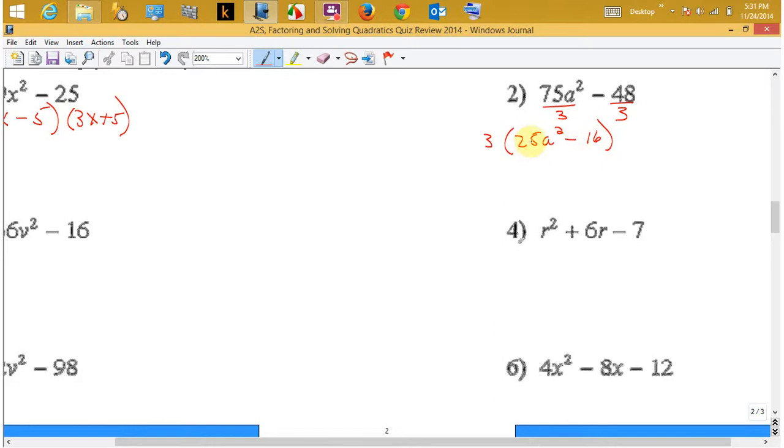Notice that I have a perfect square here. The a squared is a perfect square, and the 16 is a perfect square. So I do. The square root of 25 is 5. The square root of a squared is a. The square root of 16 is 4. So I have 5a minus 4, 5a plus 4.